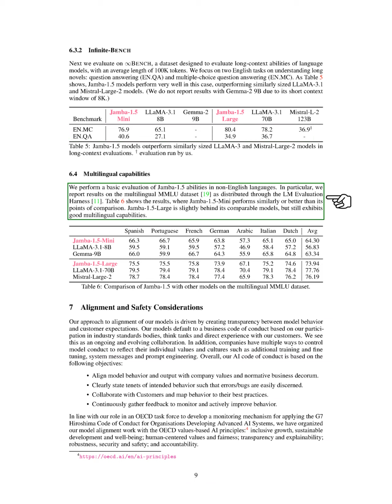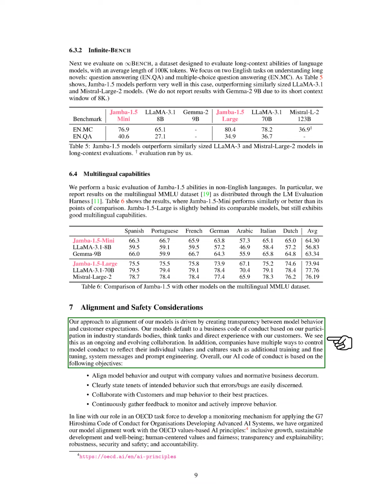We also conduct a basic evaluation of Jamba 1.5 in non-English languages using the multilingual MMLU dataset. Our results show that Jamba 1.5 Mini performs comparably or better than other models, while Jamba 1.5 Large shows good multilingual capabilities, though slightly behind its peers.